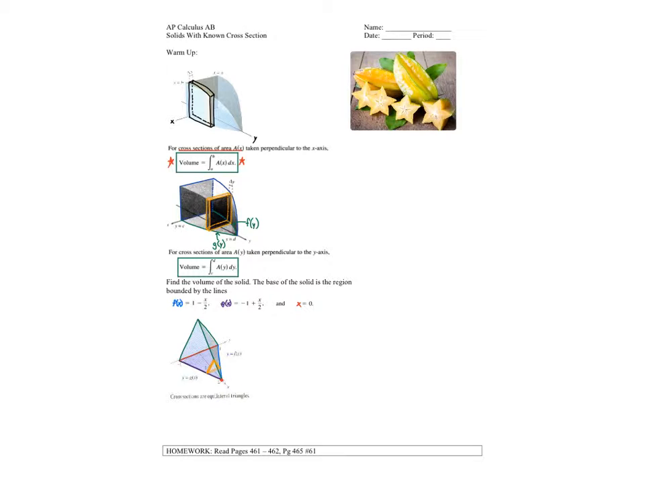is creating objects where all of them had a circular cross-section because we were revolving it around one of the axes. So if we would have sliced it perpendicular to the axis, it would have come out as a perfect circle every time. Now that circle would have varied in radius, that's why we had to integrate the function, okay? But we were dealing with things that had a circular cross-section. Well, this lesson is all about things that don't have a circular cross-section.